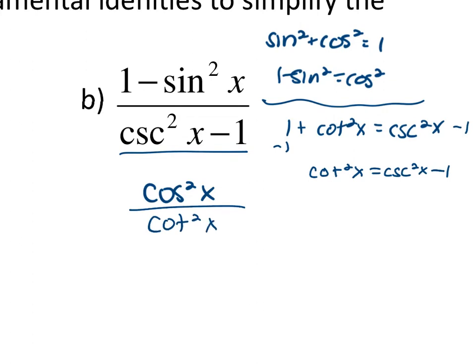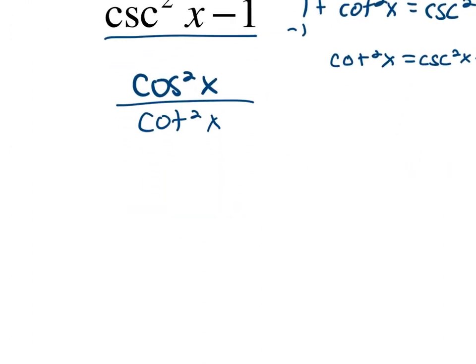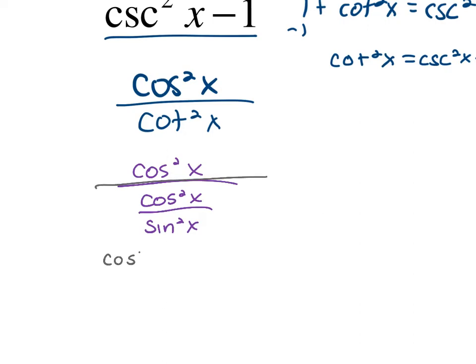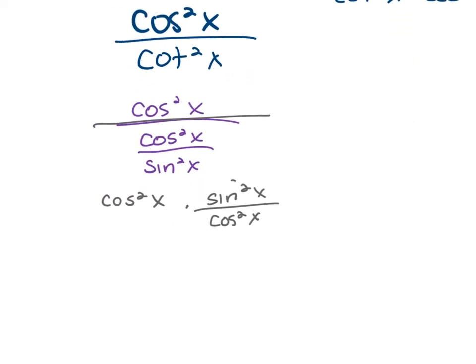Okay, can I go anywhere from there? You make the cotangent cosine over sine. Then you divide it by this. So this is this divided by this, right? So cosine squared x divided by cosine squared over sine squared is the same thing as times sine squared over cosine squared, because keep change flip. Good. And I get sine squared x.